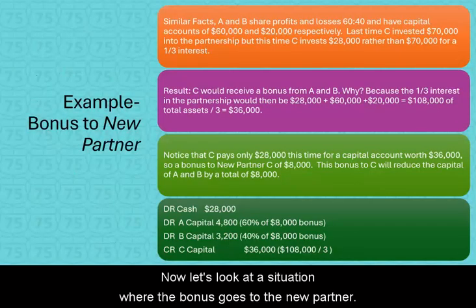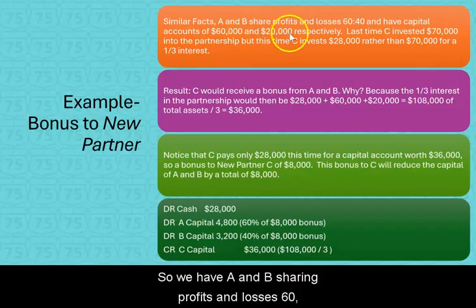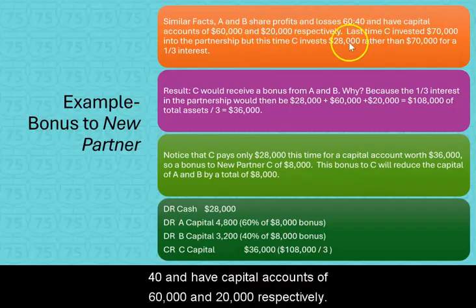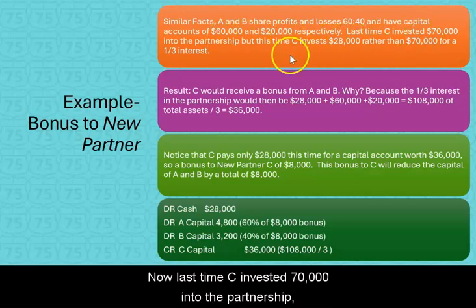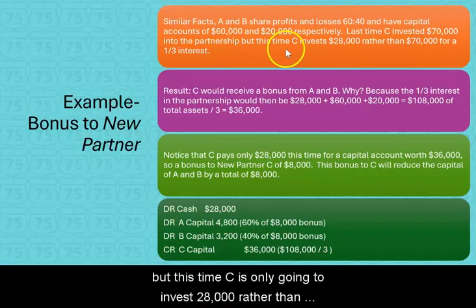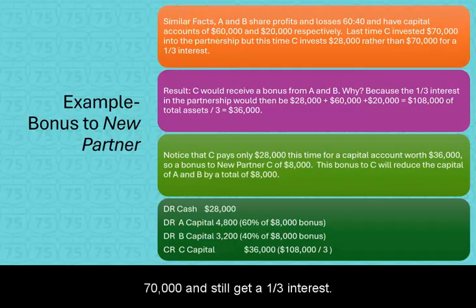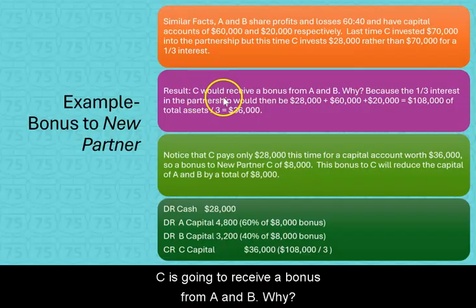Now let's look at a situation where the bonus goes to the new partner. So we have A and B sharing profits and losses 60-40 and have capital accounts of $60,000 and $20,000 respectively. Now last time C invested $70,000 into the partnership, but this time C is only going to invest $28,000 rather than $70,000 and still get a 1/3 interest. What's the result this time? C is going to receive a bonus from A and B.